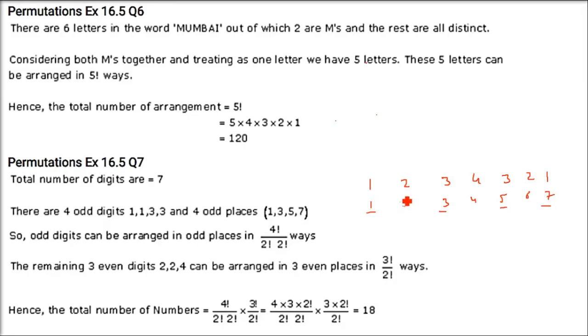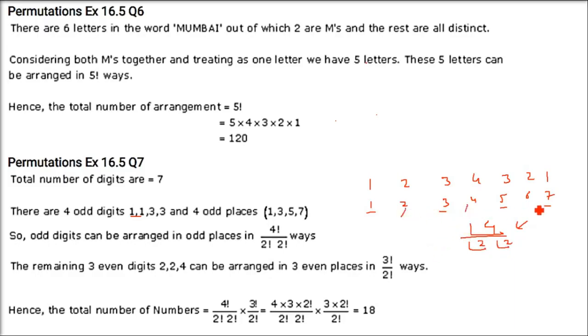And the question is saying odd digits always occupy odd places. What are the odd digits? Odd digits are 1, 1, 3, 3. 1, 1, 3, 3 are the odd digits and 1, 3, 5, 7 are the positions. So we have factorial 4 for all these 4 places. Now 1, 1 is repeated, so divide by factorial 2. 3, 3 is repeated, divide by factorial 2. So this is the odd numbers that can be arranged in odd places.